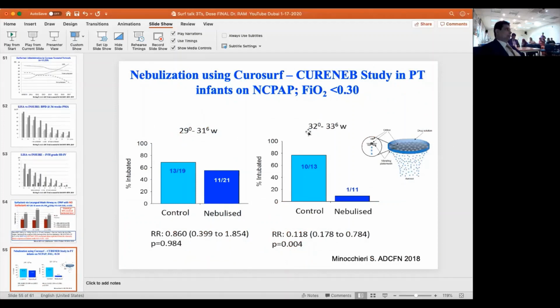What about nebulization? It's a recent study from 2018 looking at babies between 29 to 33 weeks. They showed, in babies on nasal CPAP with FiO2 less than 0.3, using this special vibrating mesh nebulizer and poractant alfa, babies requiring intubation was significantly lower in the group of bigger babies, 32 to 33 weeks. In smaller babies, it did not make a difference, not statistically significant. This technique is currently being worked out.